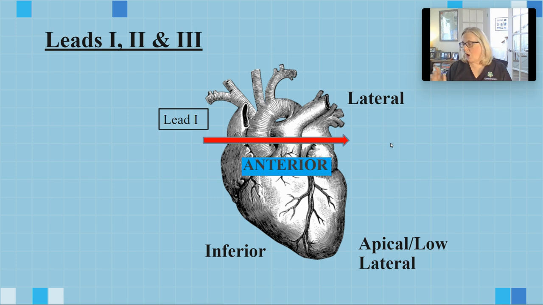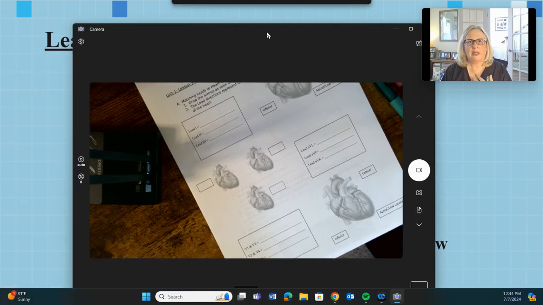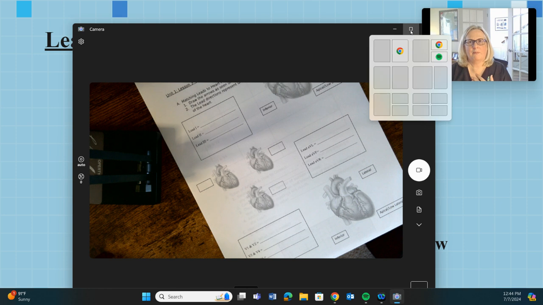Okay, so on your paper, I'm going to show you here in a second. I'm going to show you my paper. I have a paper just like yours. I'm going to slide it on over here so you guys can see it real quick. So here is my paper.